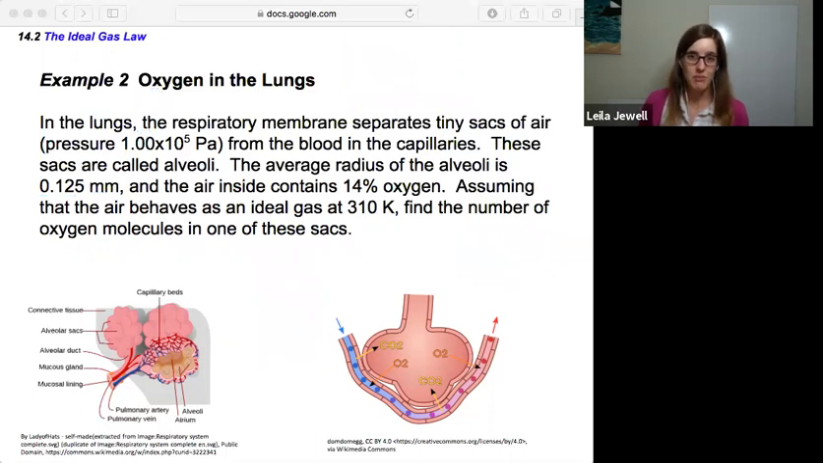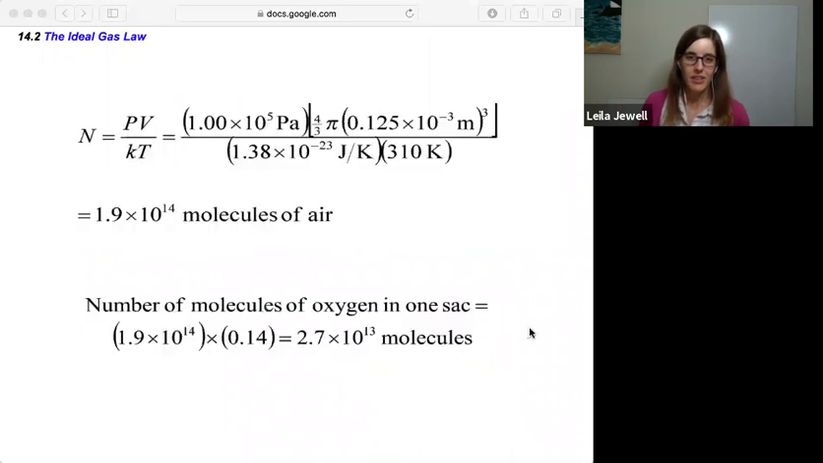So let's take a look. N, the number of molecules of air, is equal to PV divided by kT. So we have the pressure times the volume, which notice this volume is 4/3 pi times that radius converted into meters, so 0.125 times 10 to the minus third, as opposed to being millimeters. And then that's cubed, can't forget the cubed there. Divided by the Boltzmann constant, divided by 310 Kelvin. And so that comes out to 1.9 times 10 to the 14 molecules of air in this tiny volume.